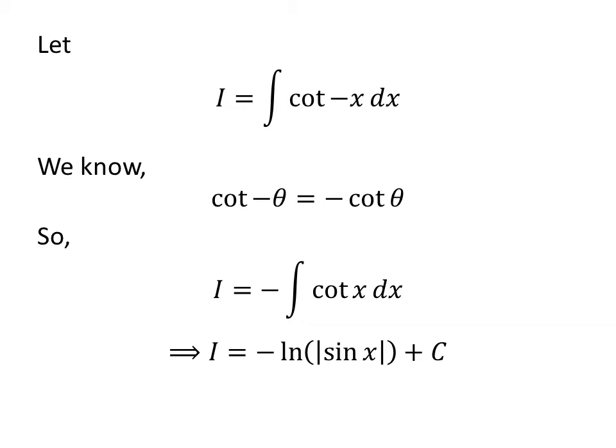So I is equal to minus natural log of absolute value of sine of x, and then added capital C, which is the arbitrary constant of indefinite integral. Do not forget to add this constant in the end of any indefinite integration.